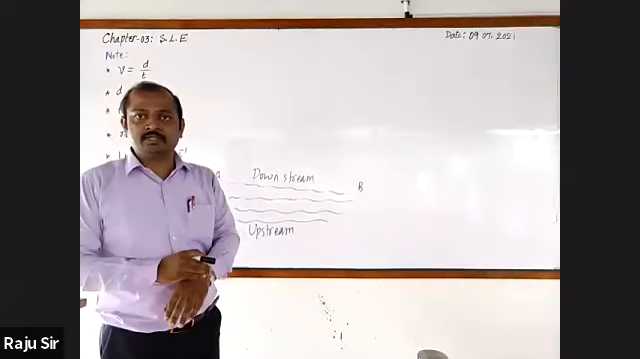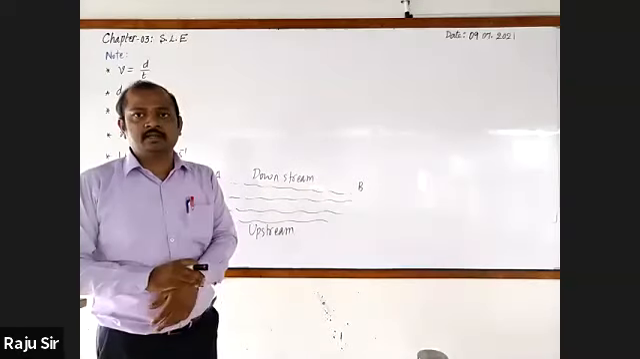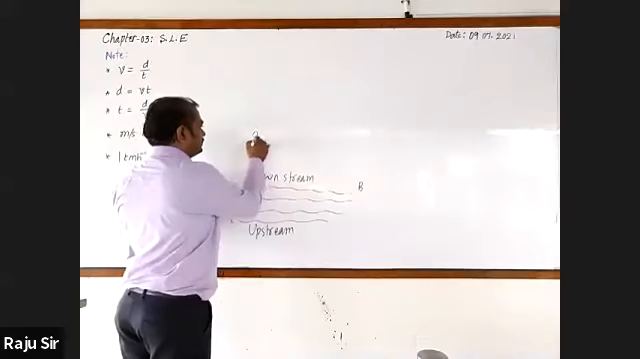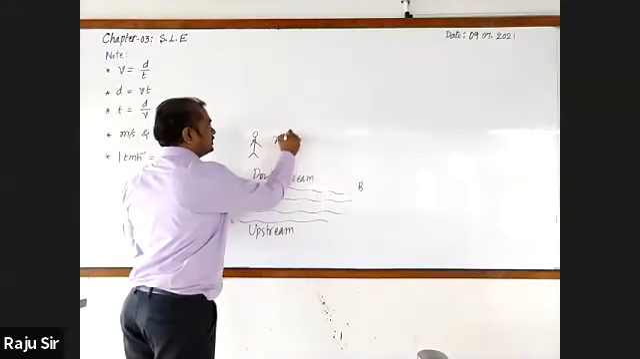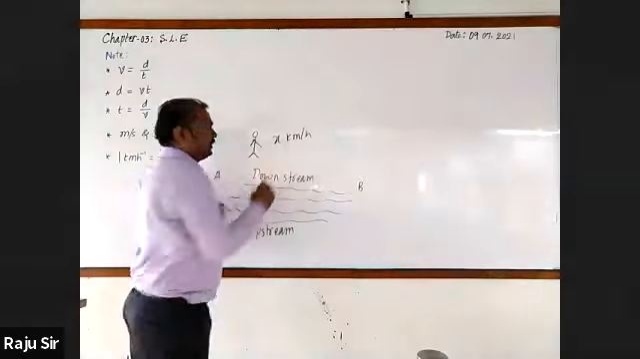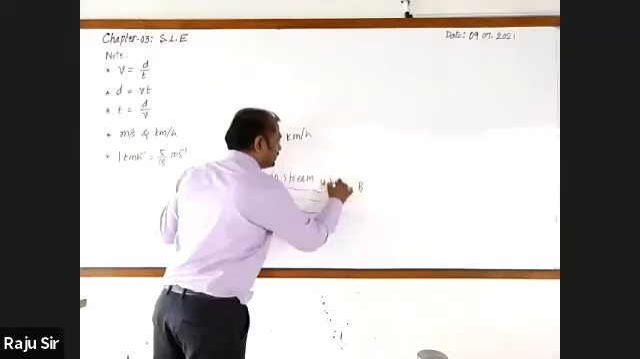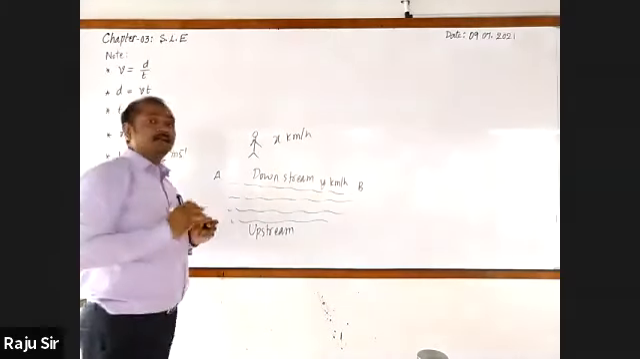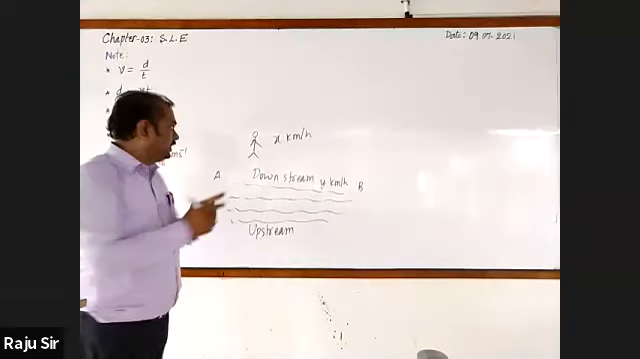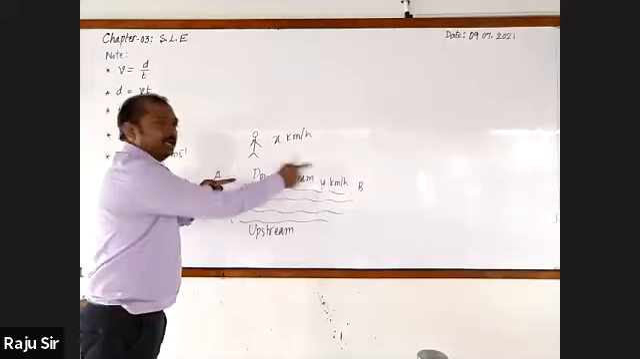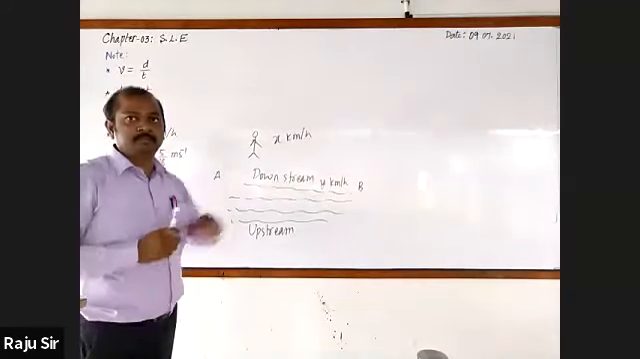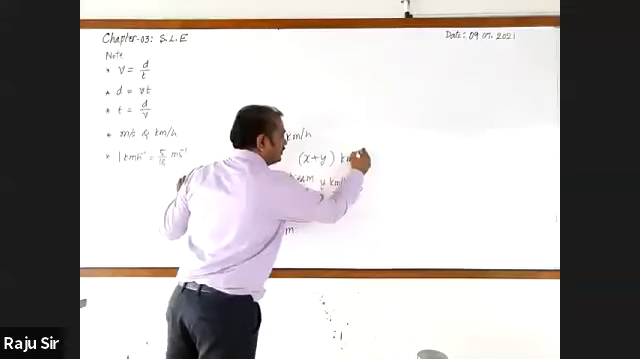Got it? I take your speed as x kilometer per hour and the running water speed as y kilometer per hour. Then what is your speed when you are moving from A to B, that is in the downstream? X plus y kilometer per hour.